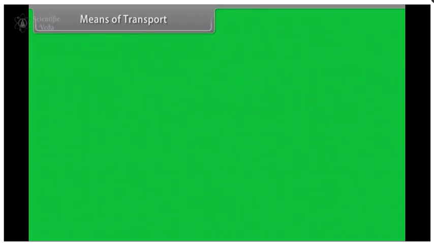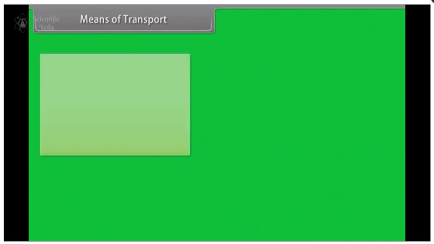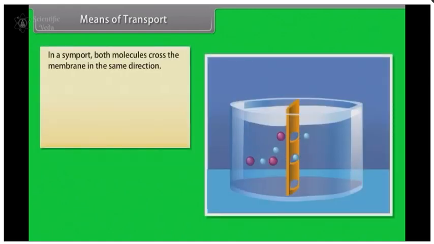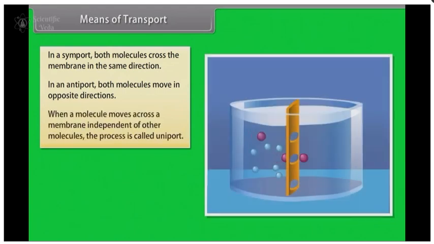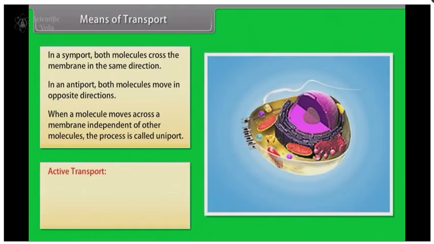Some carrier or transport proteins allow diffusion only if 2 types of molecules move together. In a symport, both molecules cross the membrane in the same direction. In an antiport, they move in opposite directions. When a molecule moves across a membrane, independent of other molecules, the process is called uniport. Another means of transport is active transport.